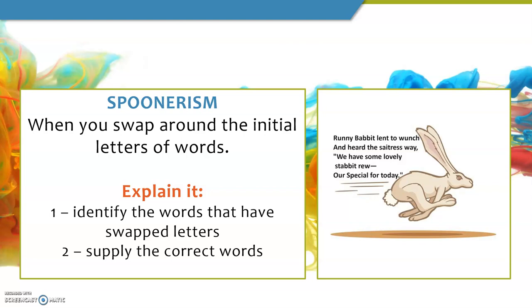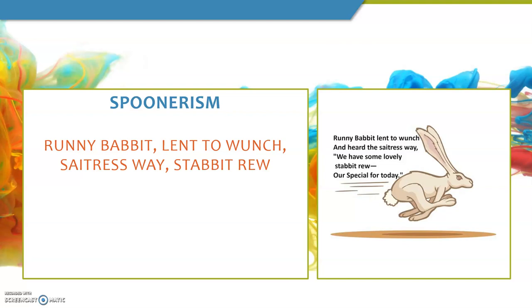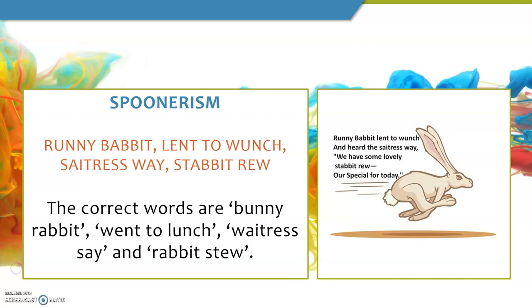So what do you do to correct or explain a Spoonerism? You identify the words that have swapped letters, and then you supply the correct words. So here we've got Runny Babbit leant to Wunsch, satirous way, and stabbitroo, which mean Bunny Rabbit went to lunch and heard the waitress say, "We have some lovely rabbit stew." Okay, our special for today.